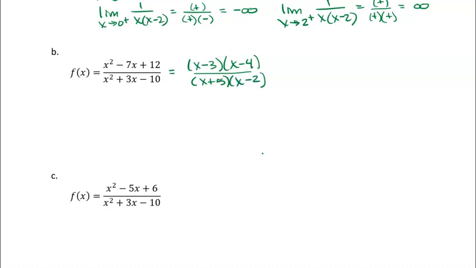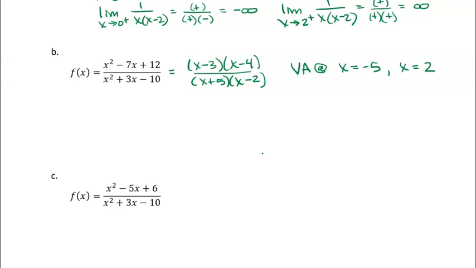Okay, that works out. Now, I don't see anything that cancels, so there's no holes. What happens is if you have factors that cancel, you get a hole in the function at that point. So we'll see an example of that in a minute. But I have a vertical asymptote. Vertical asymptotes are at x equals wherever the denominator is 0, right? So x equals negative 5 and x equals 2. Okay, those are my vertical asymptotes.